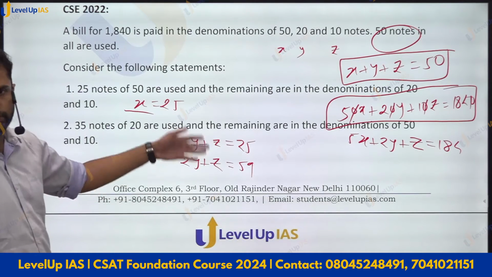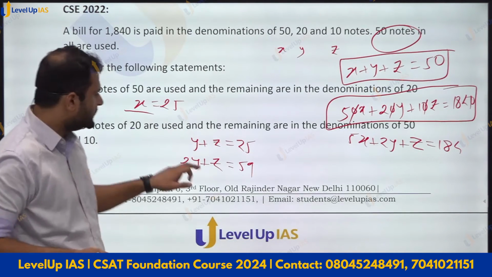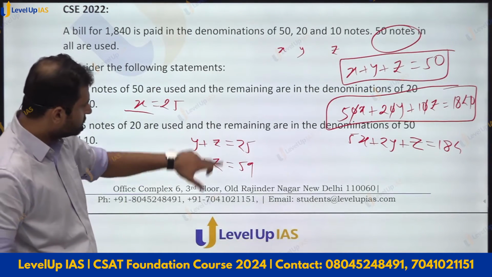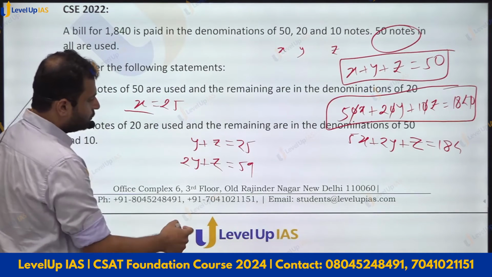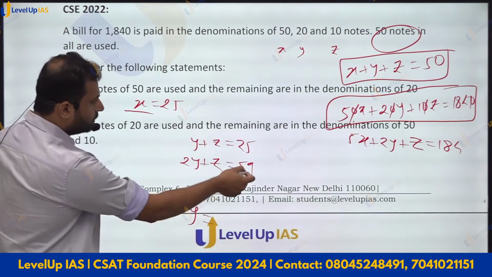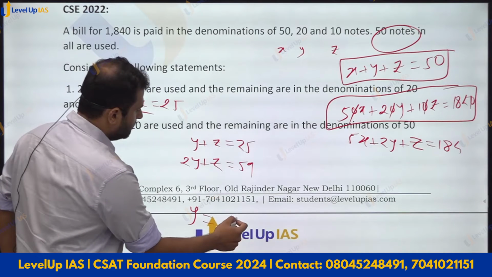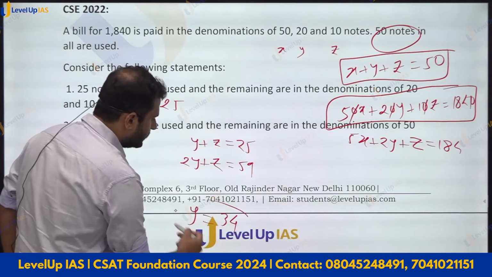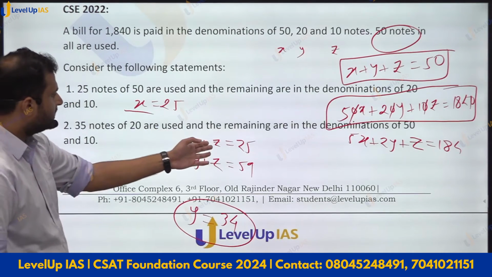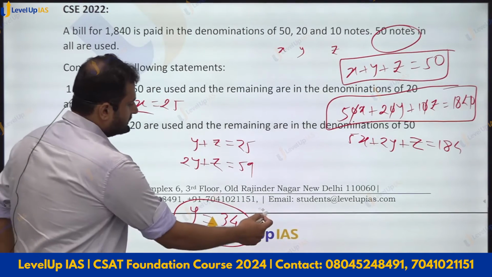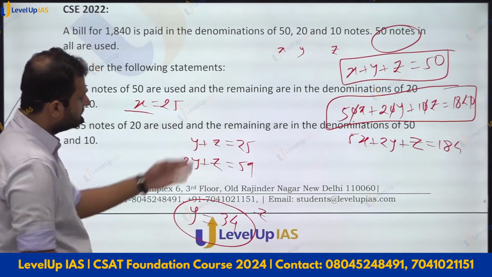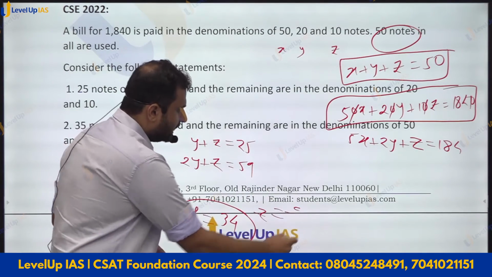And now we have 2 equations, 2 unknowns. How do we solve this? We just subtract this equation from this. So z gets cancelled, and 2y minus y is equal to this minus this. So 59 minus 25 is 34. So we get y is equal to 34 and z is equal to, if you put y is equal to 34 here, z would be minus 9.